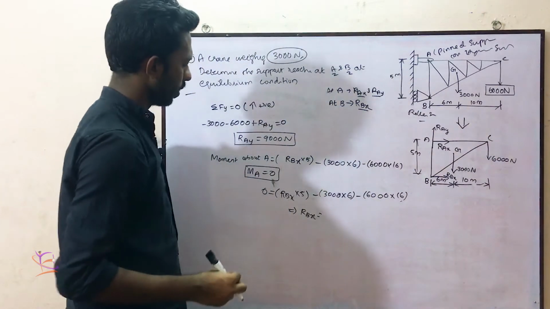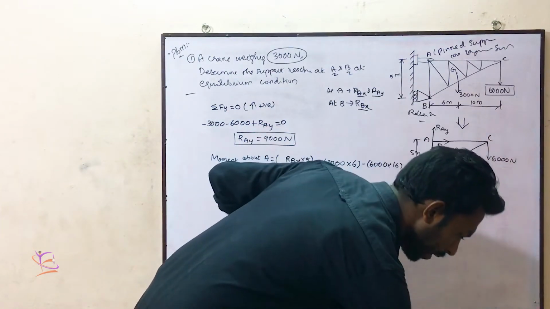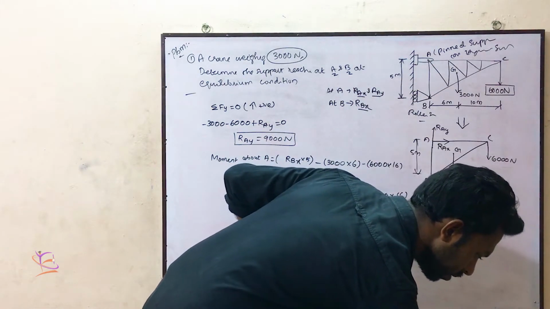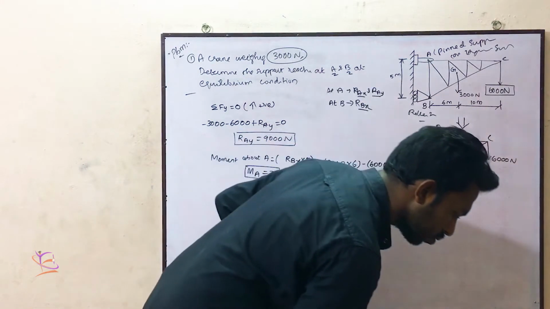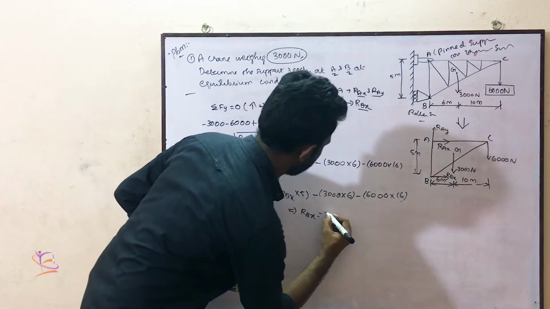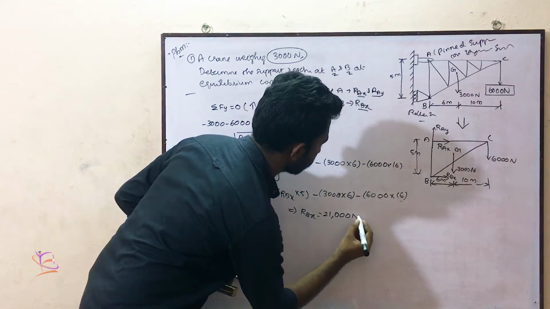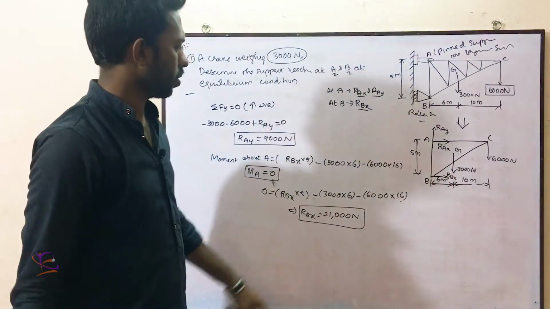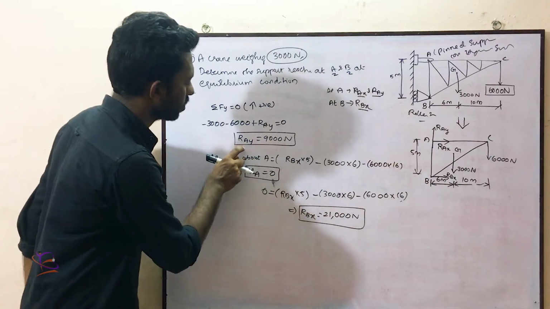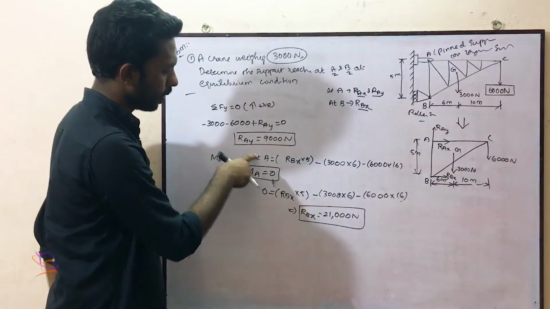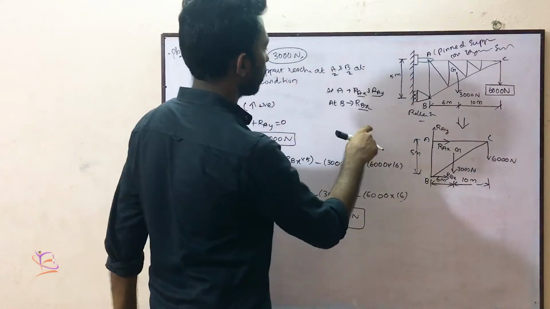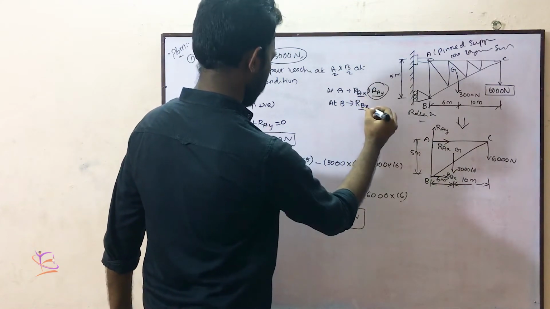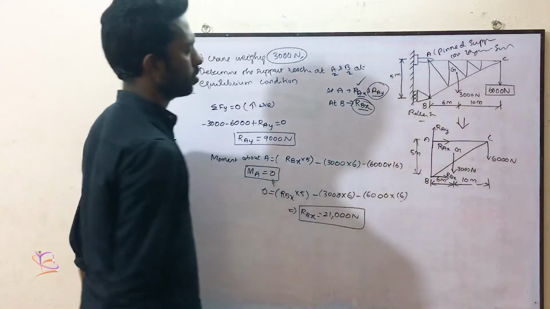While calculating, you will get the answer for RBX is 21,000 Newton. RBX is 21,000 Newton. Now reaction at A, Y, and BX is over. The only unknown will be AX. Only AX you want to calculate.